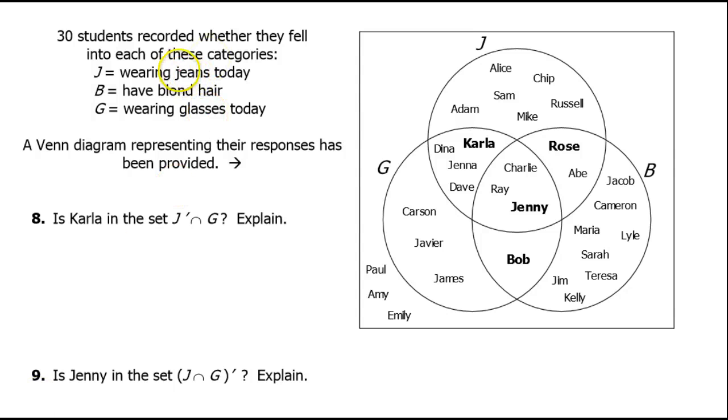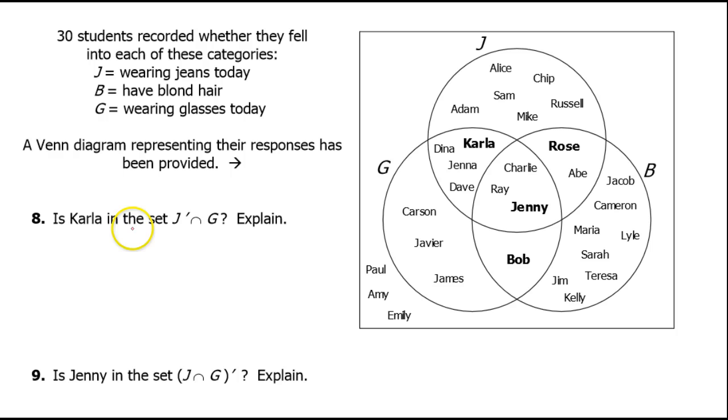Okay, here's a new scenario to talk about. 30 students recorded whether they fell into each of these categories. J means they're wearing jeans today. B means they have blonde hair. And G means they are wearing glasses today. So jeans, blonde, glasses. A Venn diagram representing their responses has been provided.